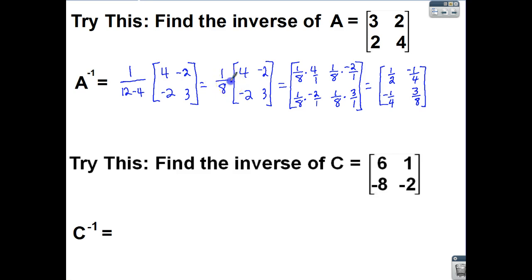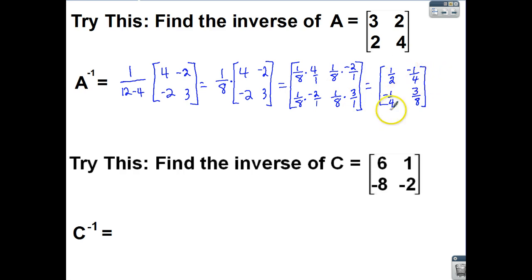Multiplication is implied. And then we take and multiply 1/8 times 4, and we put it here. 1/8 times -2, we put it here. 1/8 times -2, we put it here. 1/8 times 3, we put it here. Making those fractions by putting them over 1. 4 goes into itself once and into 8 2 times, so we have 1 over 2. 2 goes into itself once, 2 goes into 8 4 times, we have -1/4. The same thing for this, -1/4, and then 1 times 3 is 3, 8 times 1 is 8.